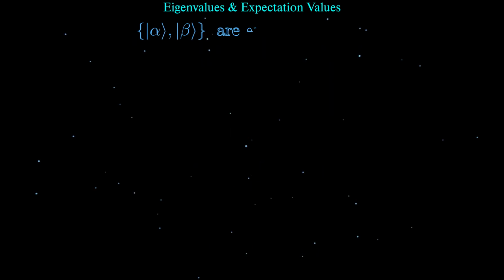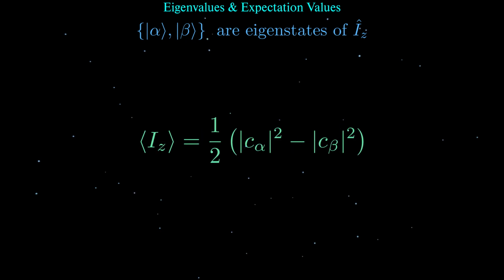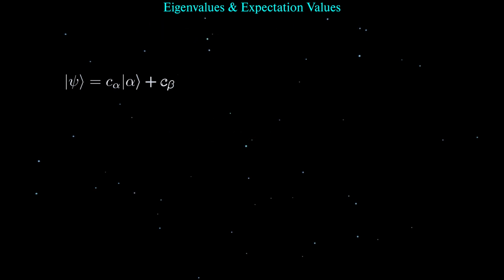So for spin 1/2, we're lucky because we only have two basis states, alpha and beta. And for Iz, alpha and beta are eigenstates, so we get lucky once more. The expectation value of Iz for the equation of psi that we've been using is this form right here. And we can simplify that to 1/2 times the difference between the squared amplitudes of alpha and beta. Now let's derive this from matrix multiplication.